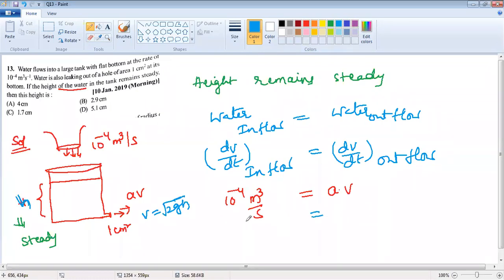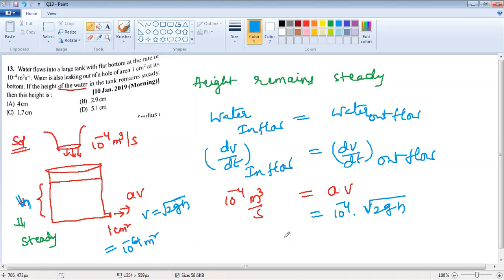So that should be equal to A, the area of this one, which is 1 centimeter square converted into meter square. This is 10 power minus 4 meter square, because 1 centimeter square is equal to 10 power minus 4 meter square. This is 10 power minus 4 into V. So V is equal to root over 2gh. So just do that. This 10 power minus 4 and this 10 power minus 4 cancel each other, because A is equal to 10 power minus 4 meter square.